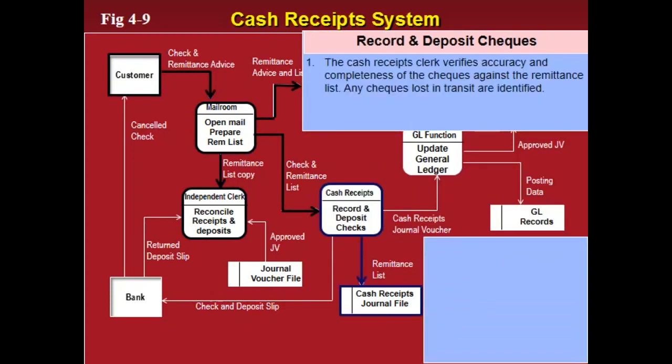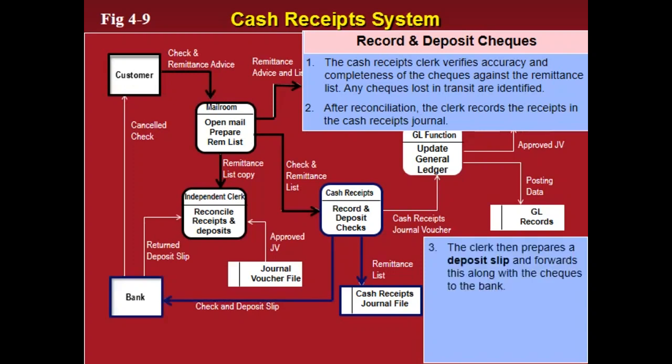With the checks and remittance list received from the mailroom, the cash receipts clerk verifies the accuracy and completeness of the checks against the remittance list. Any checks possibly lost or misdirected between the mailroom and this function can then be identified. After reconciliation, the cash receipts clerk will record the receipts in the cash receipts journal.